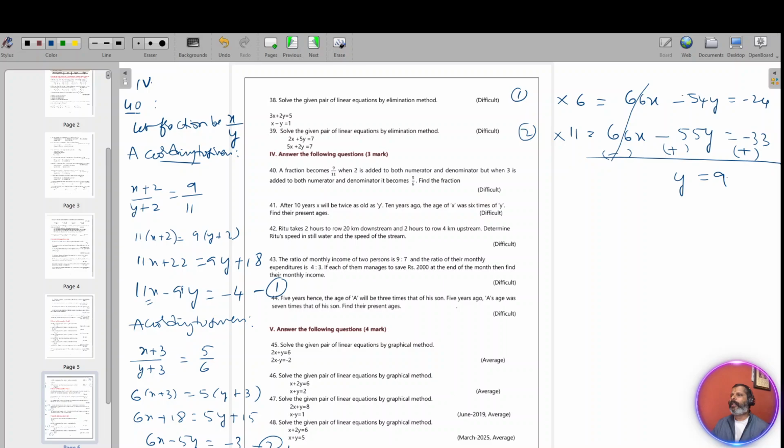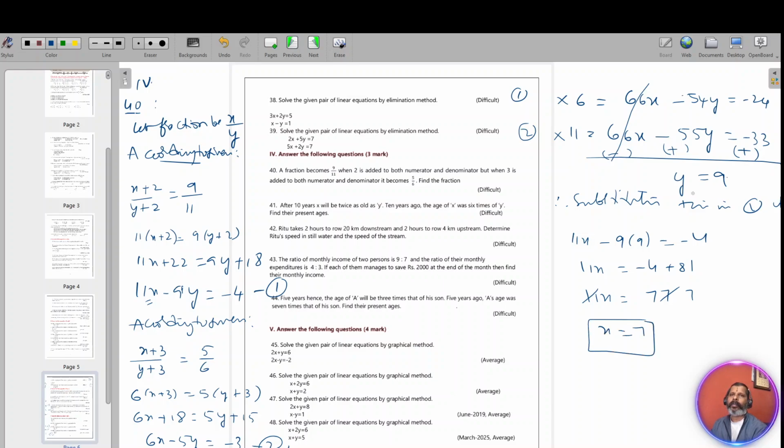Substituting this in 1, what you get, check out: 11x minus 9 of y, with y equal to 9, equals minus 4. 11x equals minus 4, plus 9 nines are 81, so plus 81. 11x is equal to 77. 11 sevens are 77, so x equals 7. So we got the values of x and y.